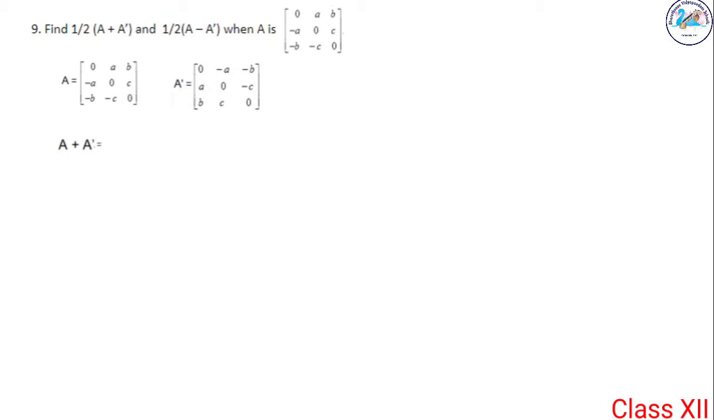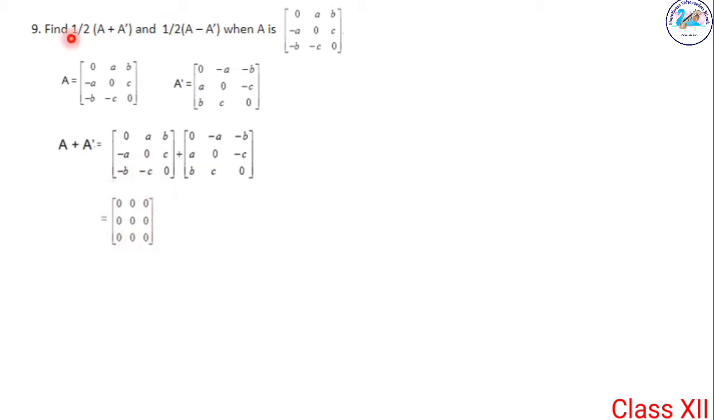Then we have to move for A plus A transpose. First write A matrix and next write A transpose. Then add the corresponding terms. 0 plus 0, that is 0. a plus minus a, that is 0. b plus minus b, that is 0. Minus a plus a, 0. So corresponding terms, when you add, you will get this answer.